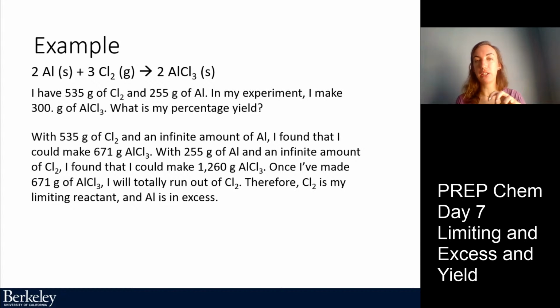I'm just letting you skip all that math because we already did it on previous slides, but that problem statement, that 535 and 255 and 300, is all the information you need, and you can use that information to solve for what I've found below. So given that, what I want you to do in your groups is figure out what the percentage yield is. I'll give you just a couple minutes. And as always, put questions in the chat.